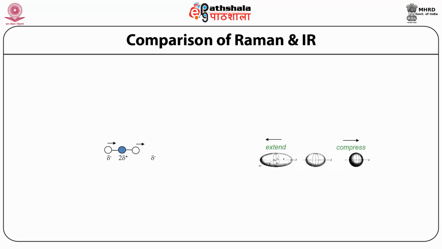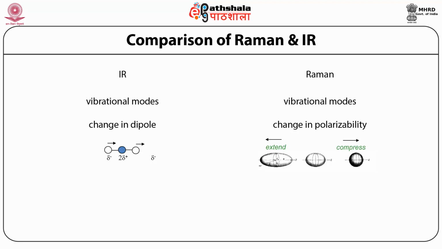Now we will talk about the difference between IR and Raman scattering. On the left hand side you see the IR and on the right hand side you have Raman. Point number 1 is the vibrational modes. 2 is change in dipole moment. In IR, Raman both have vibrational modes. There is change in dipole in IR, however in Raman there is change in polarizability.